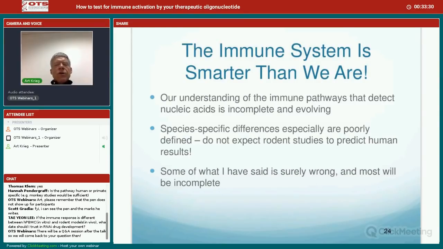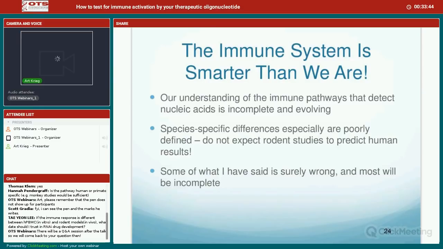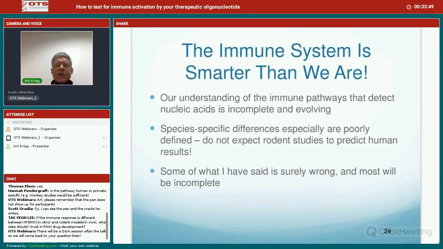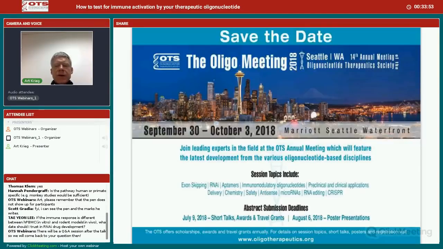And what I've tried to do today is to give you an overview of all of this. I'm sure some of the things I have said are wrong or incomplete, and you'll just need to go from here and what we've talked about today to have a high index of suspicion for them, and hopefully we'll learn a lot more in the coming years.